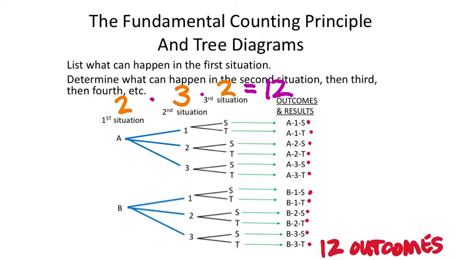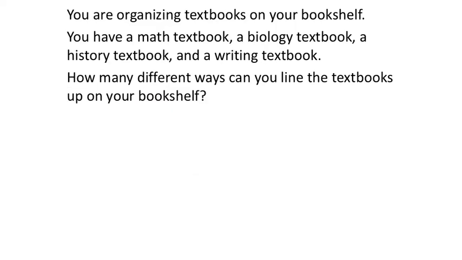But by using the fundamental counting principle, we kind of took a quick shortcut, and we also found there were going to be 12 outcomes. Now, the tree diagram is nice because it does list all of the outcomes. But again, if all you wanted to know was how many outcomes there are going to be, you could have used the fundamental counting principle. Let's look at this one.